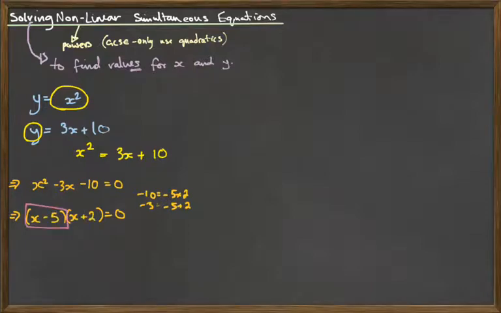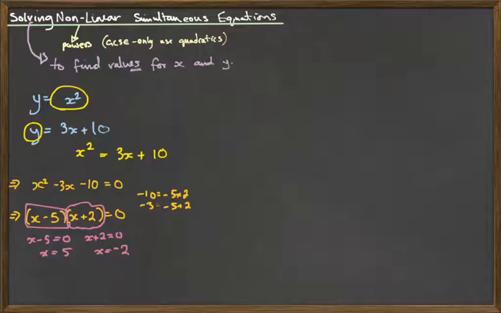So we could rewrite our quadratic in its factorised form. x minus 5 times x plus 2. Since this is 0, we can say that x minus 5 is 0, or x plus 2 is 0. That would mean that x is 5, or x is minus 2. Okay, they're the two solutions for x.